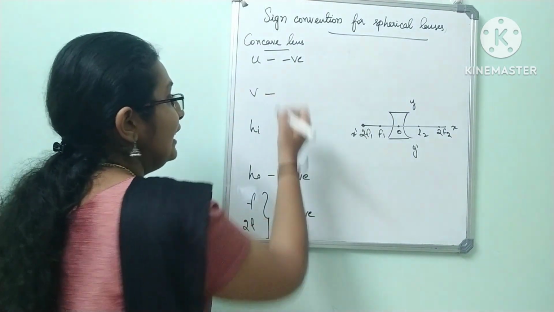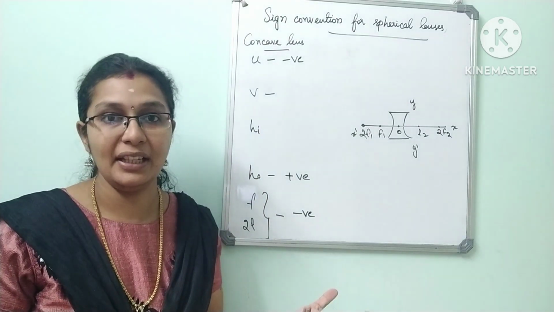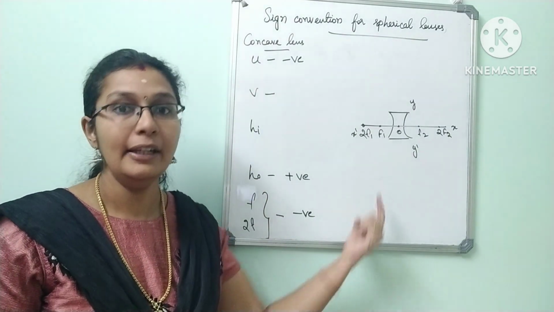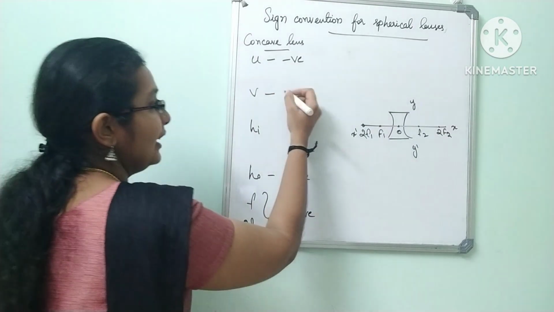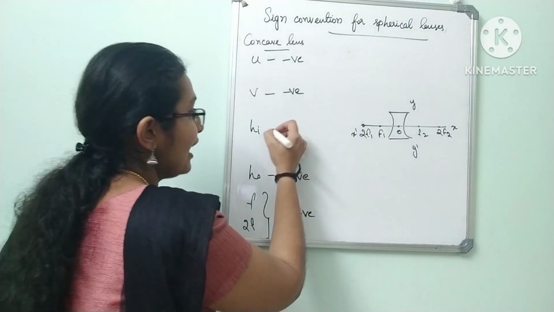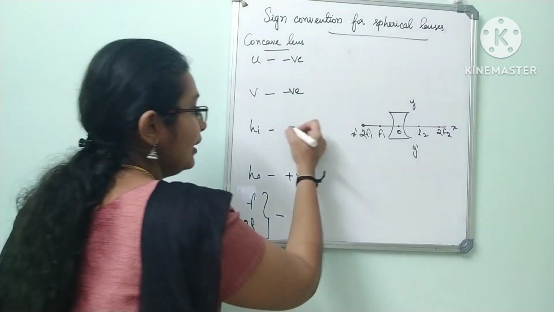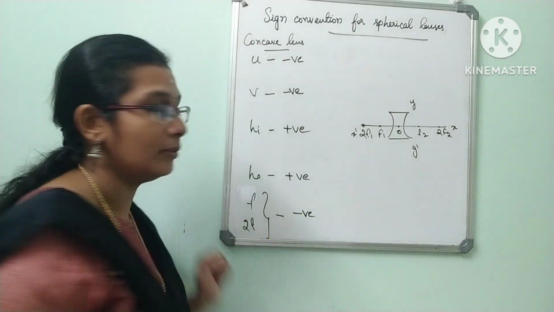And your image distance. In both the cases we will get a virtual and direct image on the same side, right? So your image distance will be negative for both the cases in case of concave lens. And what about your height of image? You are getting both the cases as virtual and direct, so it will be along the y-axis, which is positive.